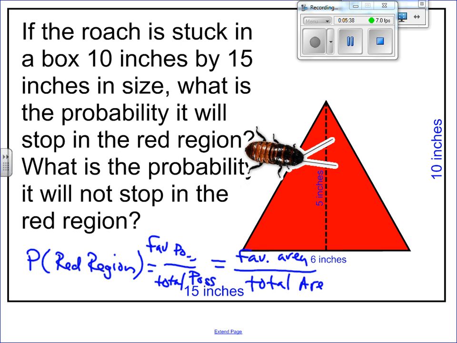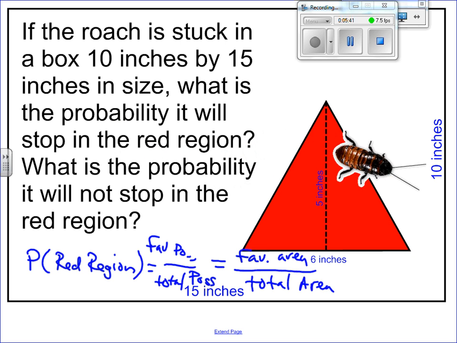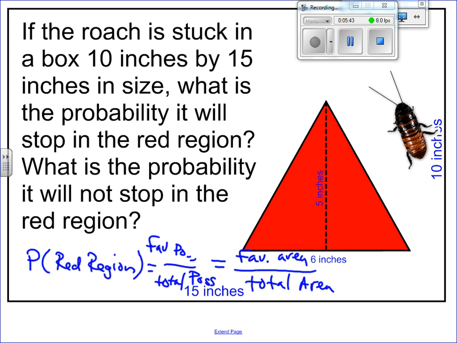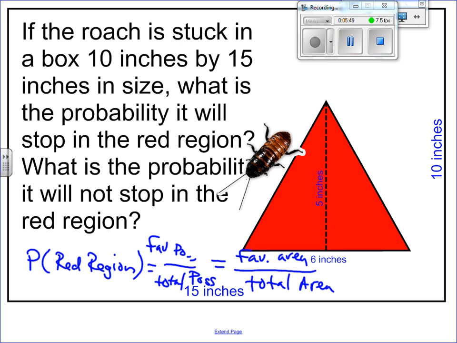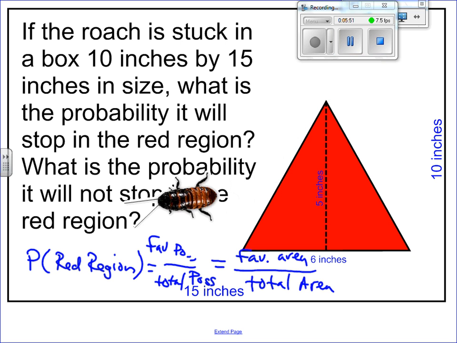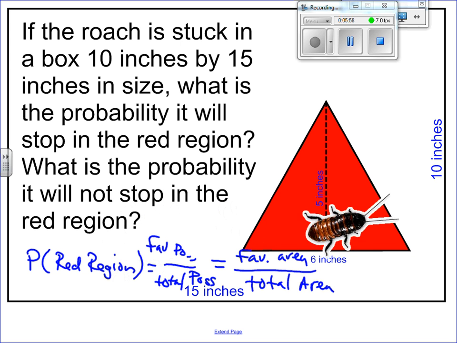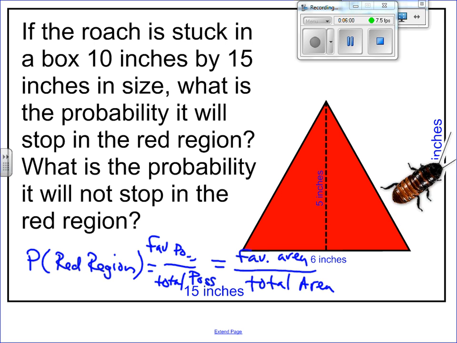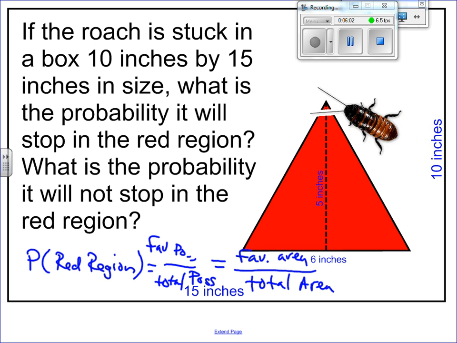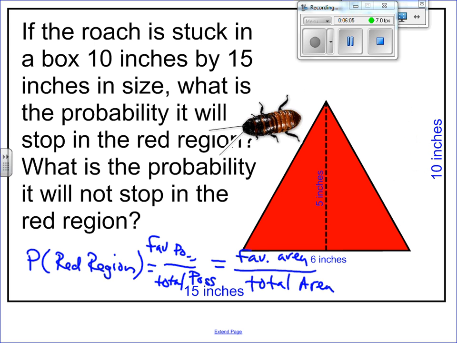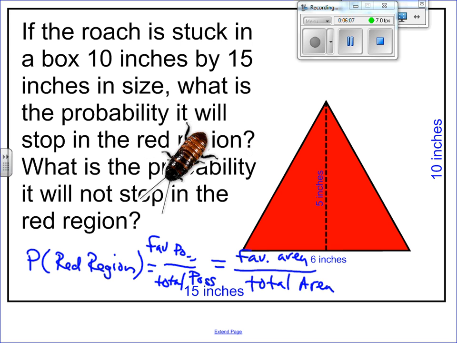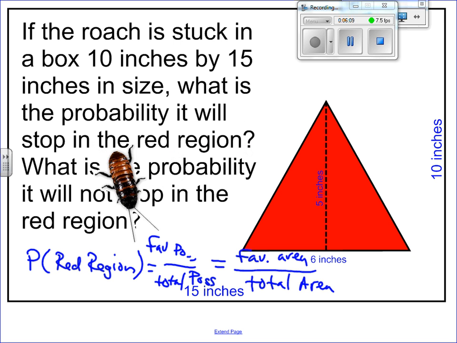So if you're not already writing this down and taking notes, I want you to do that right now. Get a piece of paper out, and copy down the shapes as they're drawn here. Leave the text out of it. You don't really need to know that. But currently, we're trying to find the probability of the roach stopping in the red region. I need you to get those notes summarized so that you have something to look at when you go to attempt the homework tonight.